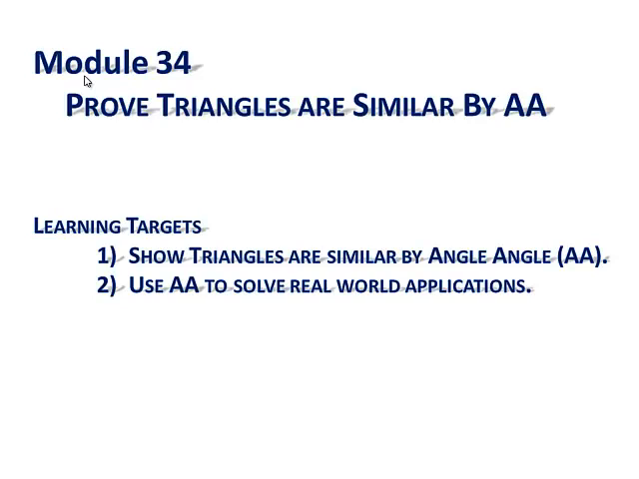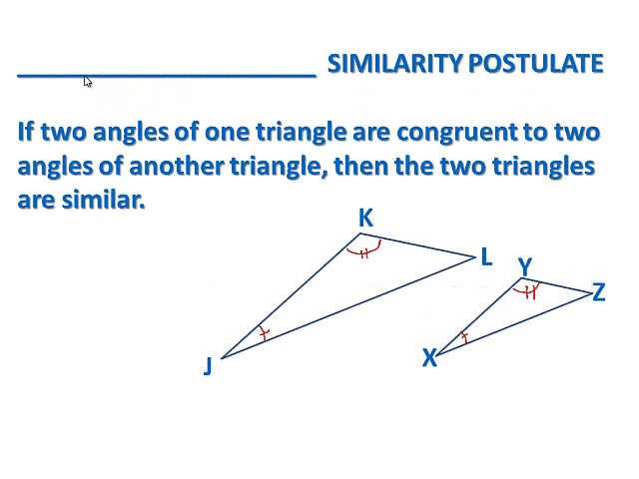Alright, this is module 34. Prove triangles are similar by angle-angle, or AA. First, I have to tell you what the AA similarity postulate is, and you can just say AA for short. It states that if two angles of one triangle are congruent to two angles of another triangle, then the two triangles are going to be similar. You don't need to know anything else.